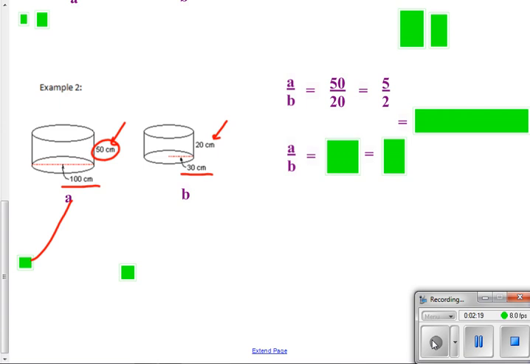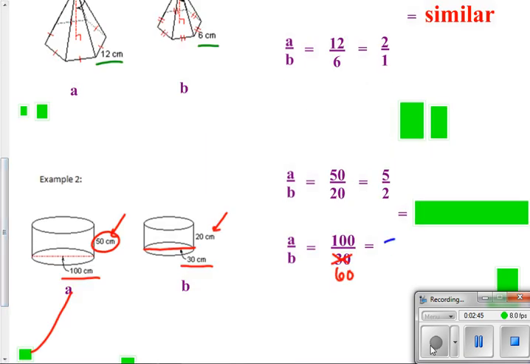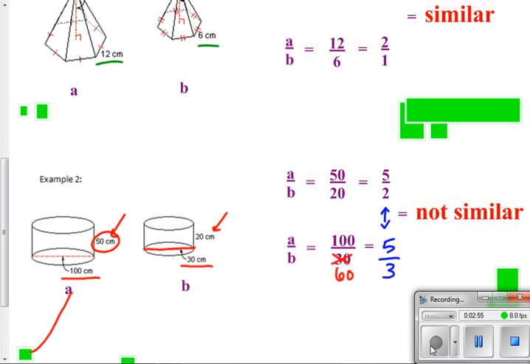In the second part, again, I need to do a conversion here. In this conversion, I cannot use 100 over 30. So what I would need to do is convert one of them. I'm going to go ahead and convert this 30 right now to a diameter, which would give me 60. So I would have 100 over 60, which would reduce to 5/3. And as you notice, 5 halves and 5/3 are not the same. Therefore, these figures would not be similar.